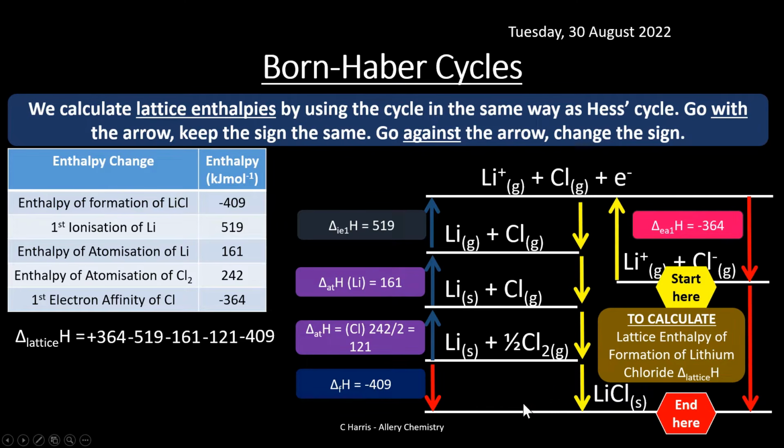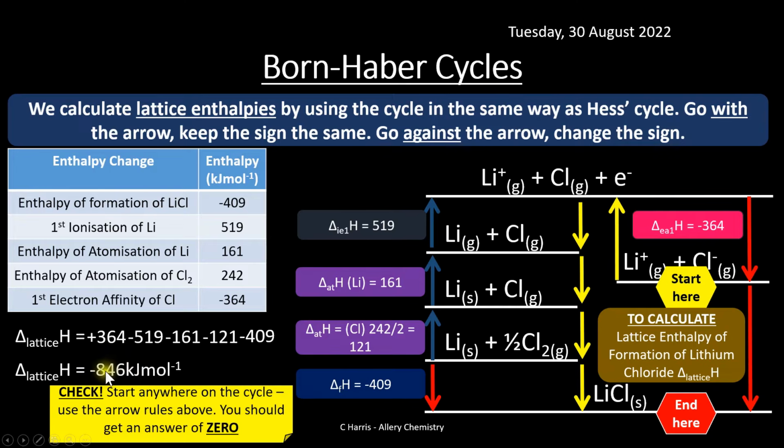Once you're there, put those numbers into the calculator, and you should get a lattice enthalpy of minus 846 kilojoules per mole. And remember, you can start anywhere on the cycle. Follow this rule: go with the arrow, keep the sign the same; go against it, you change it, and you should always get a value of 0. If you're not, something hasn't gone right. So really make sure you've got the right figures in there. It's always a useful check, and you can get quite a few marks for this.